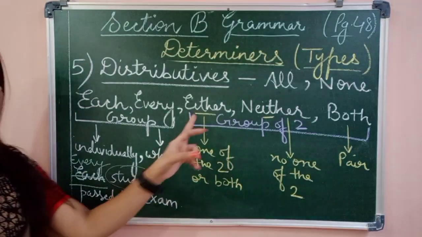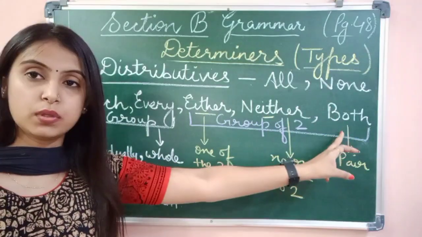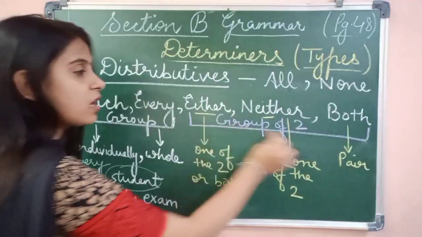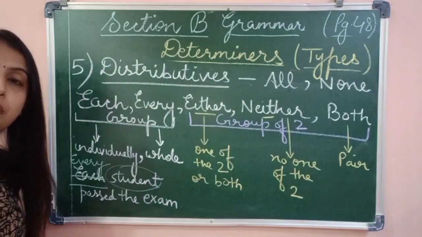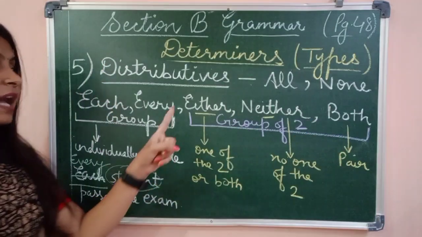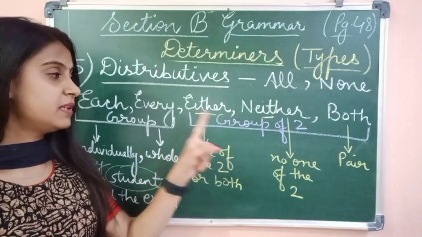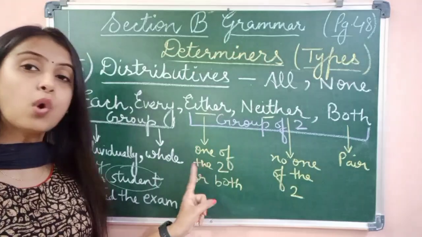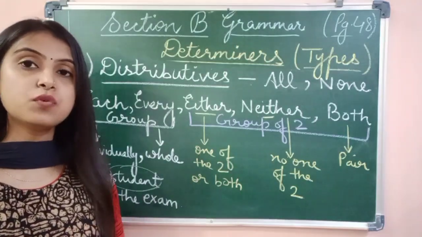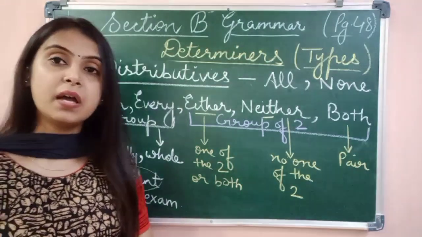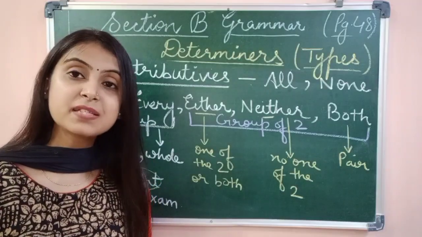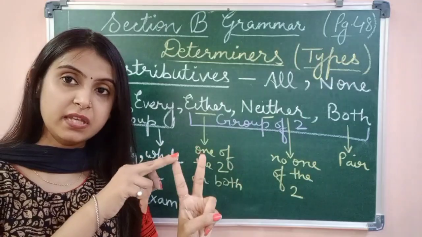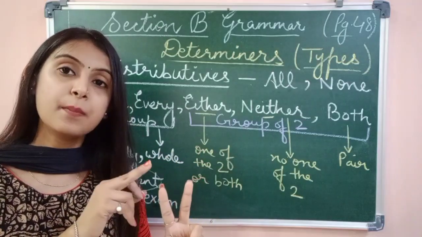Then comes either, neither, both. All three distributives are used to talk about a group of two people or things. Now either means one of the two or both. One of the two, for example, if I say either boy is naughty, it means out of the two, one is naughty. One of them does mischief.